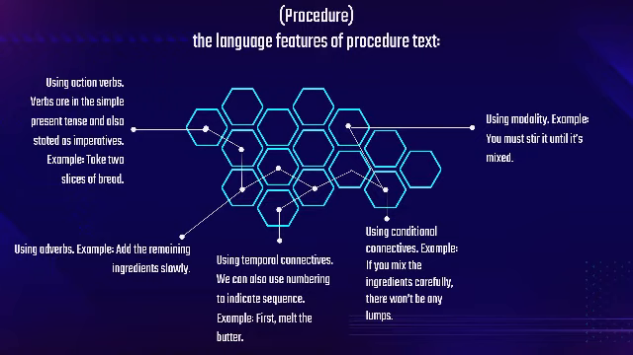3. Using temporal connectives. But we can also use numbering to indicate sequence. For example, first melt the butter. 4. Using conditional connectives. For example, if you mix the ingredients carefully, there won't be any lumps. 5. Using modality. For example, you must stir it until it's mixed.